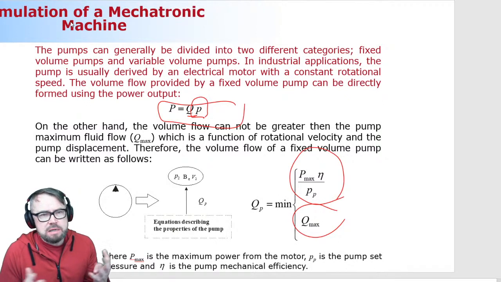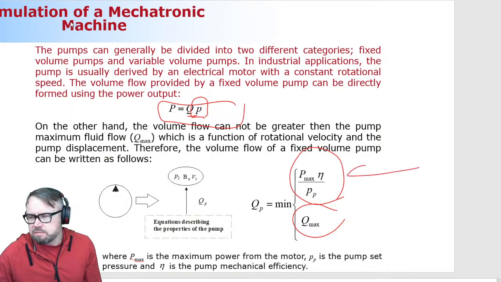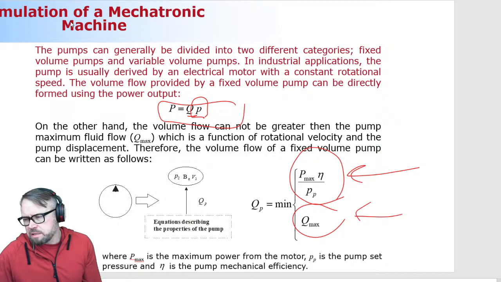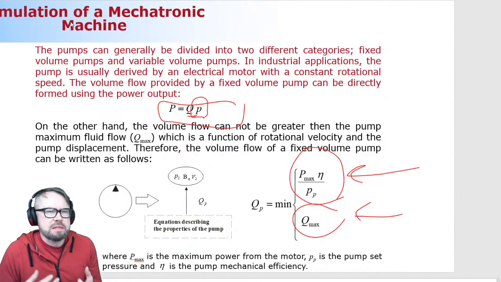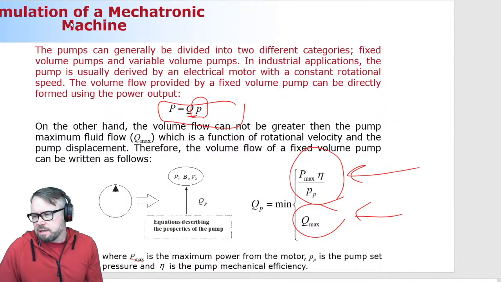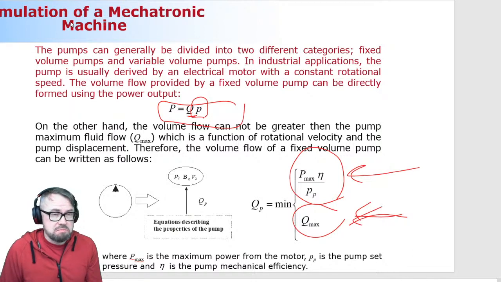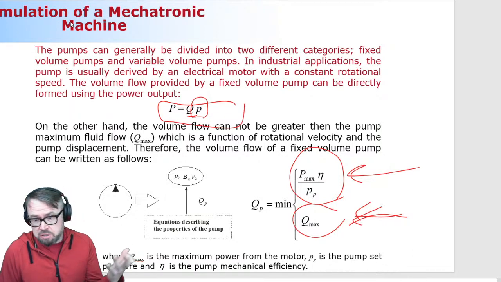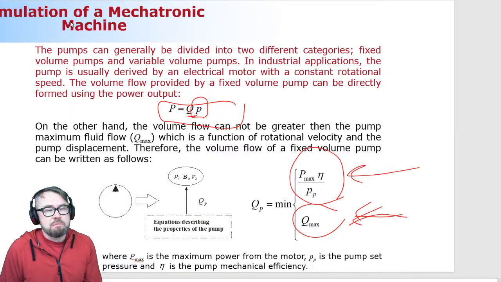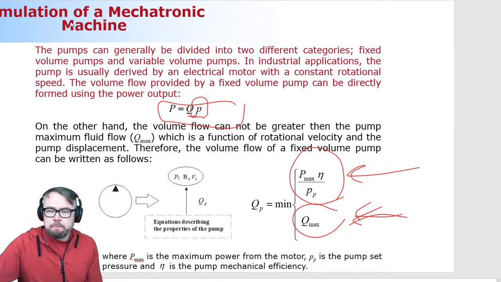It's very simple. Usually the power equation is the one that is dominating, but it's sometimes possible that the flow rate is restricted because of the dimensions. If that's the case, then the second one is the limiting factor. That's about it. So it's simple. No further consideration is needed for making a model of the fixed volume pump.